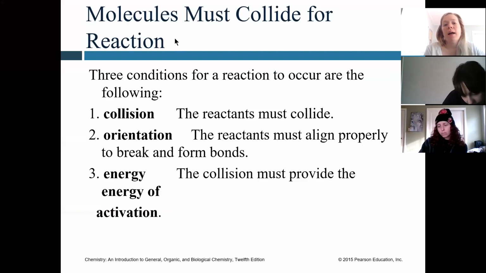So when you have a reaction, molecules need to collide with each other in order for the reaction to occur, right? If I've got hydrogen and oxygen and I want to make water, the hydrogens and the oxygens need to come together in some way to bond. So 3 conditions for a reaction to occur are collision, reactions need to collide, and orientation, the reactants must align in the right way to break and form bonds.